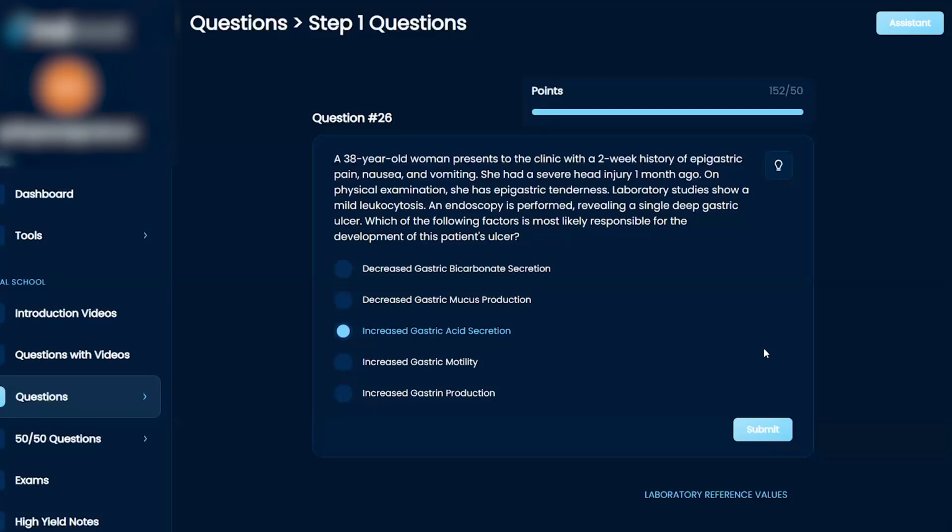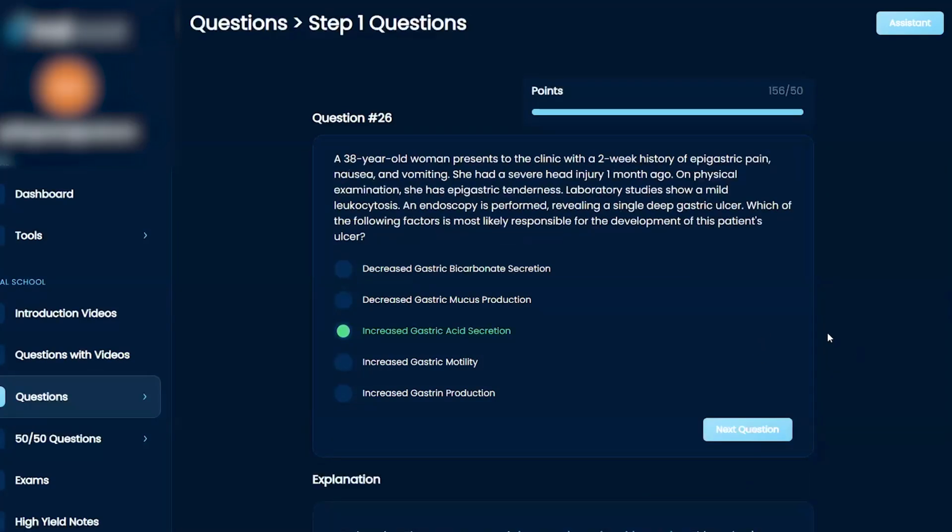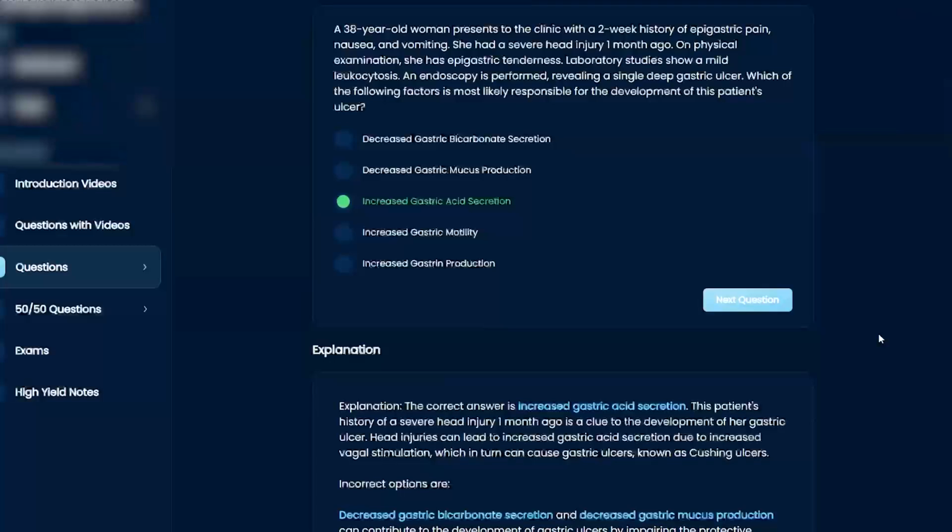It's called a Curling ulcer, I believe. Okay, good. It's when you have head injury induced gastric acid secretion, is what my idea is. Okay, good. A Cushing's ulcer.